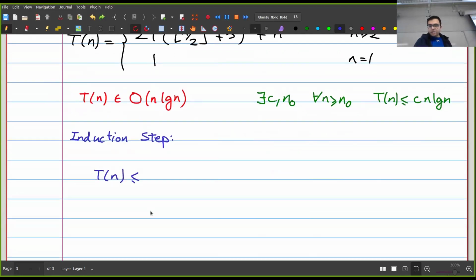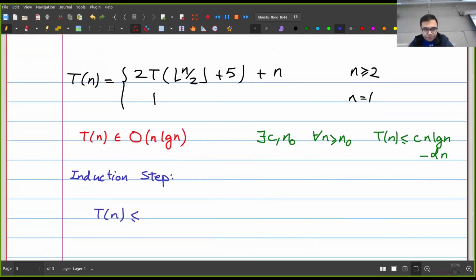And let's try subtracting something. This time, I'm going to subtract some multiple of n. I'm going to call it dn. So I want to prove that T of n is less than or equal to Cn log n minus dn. And again, d is something that I will choose later. Okay, so now let's go back and do my induction.